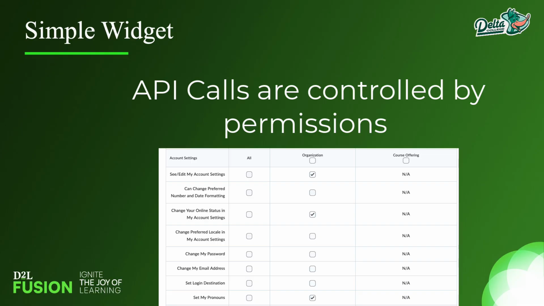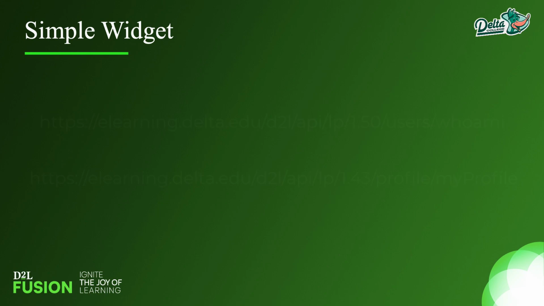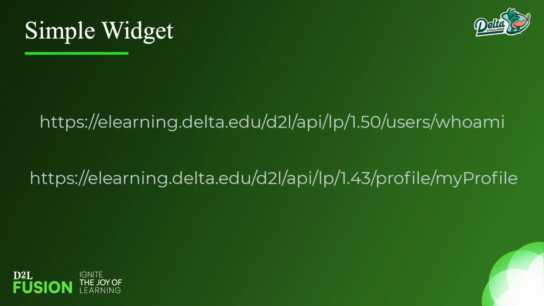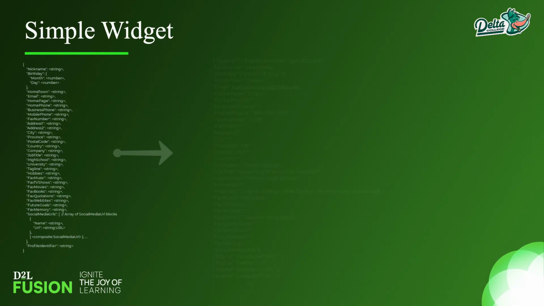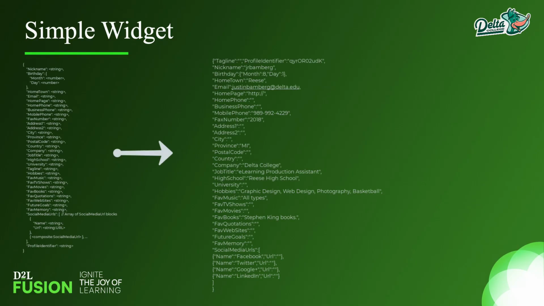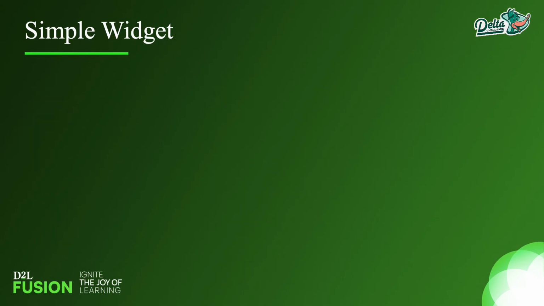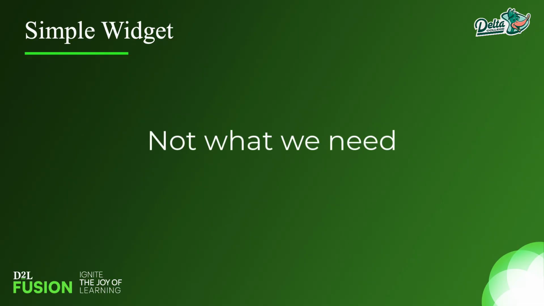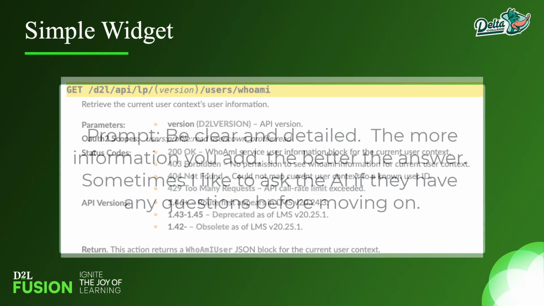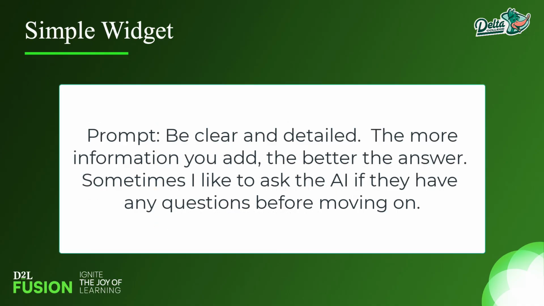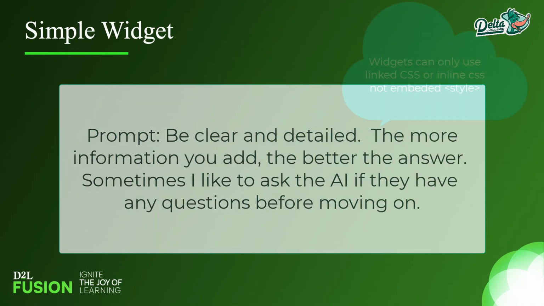For a student, they have limited access to which API calls they can pull. They are able to run the Who Am I, and they can run the user profile API call, which would provide this information. Now this is a lot of information, but it doesn't provide any information useful for our needs, as this is all personal information the student can enter into their profile. So for our simple widget, the one we want to use is the Who Am I API call. Now that we know which API call to use, we can build the prompt.